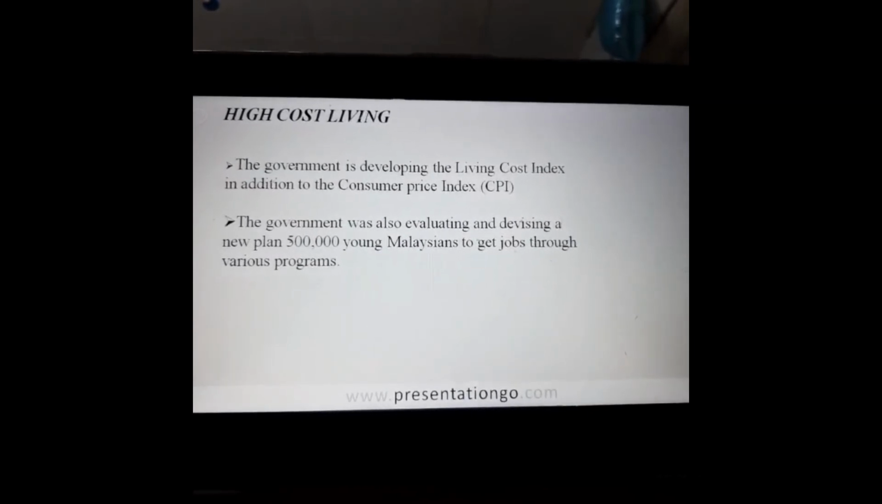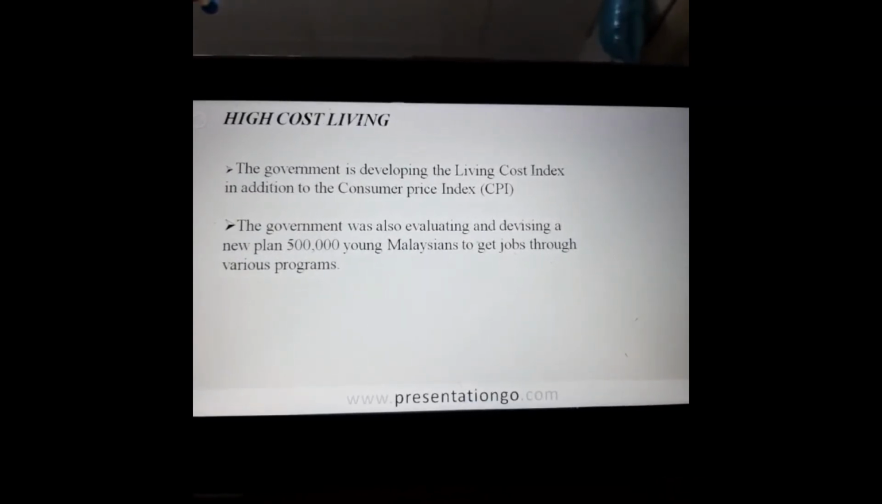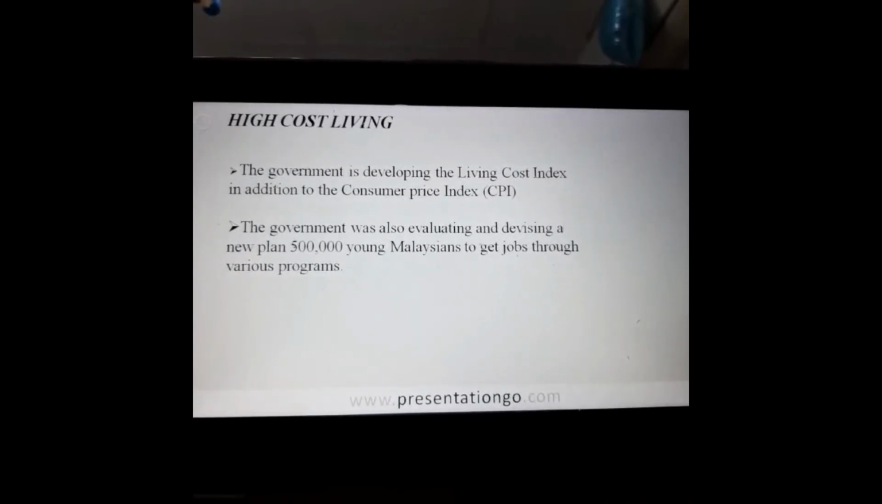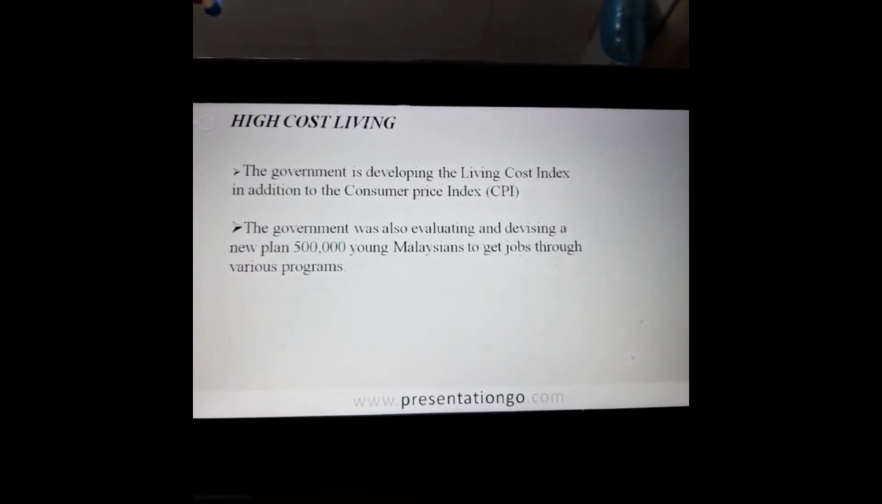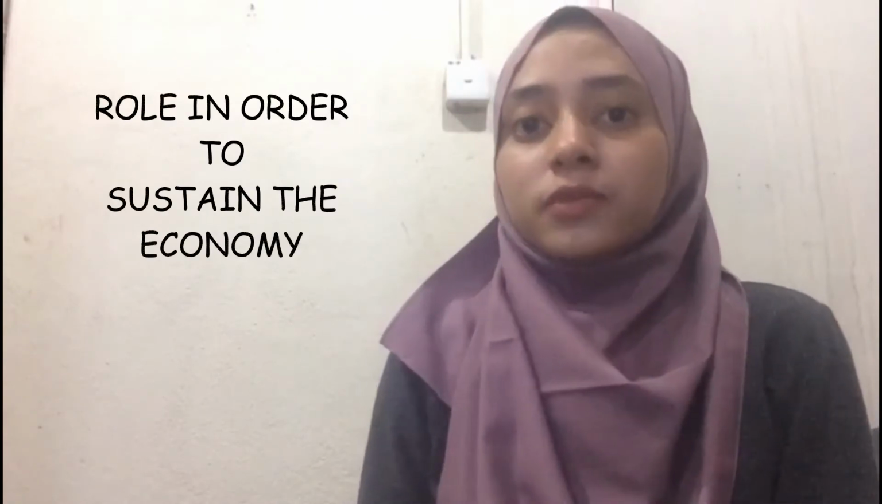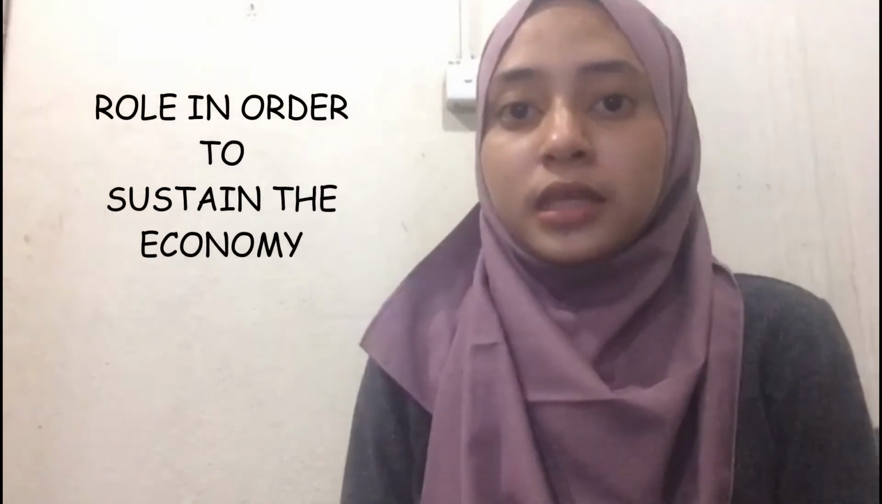The government has also evaluated and made a new plan for 500,000 young Malaysians to get jobs through different programs. That's all. Thank you. So, let's move on to the government or other respective institutions' role to sustain the economy. There are several roles they play to sustain the economy.